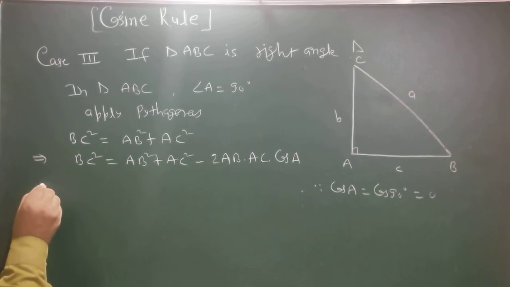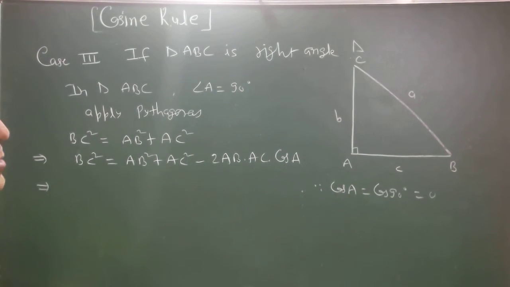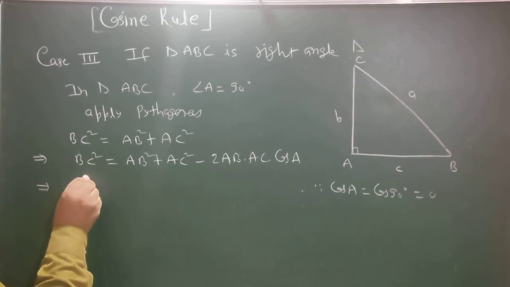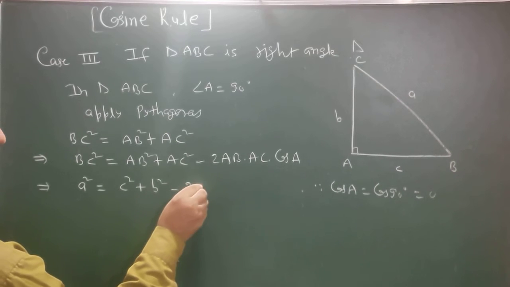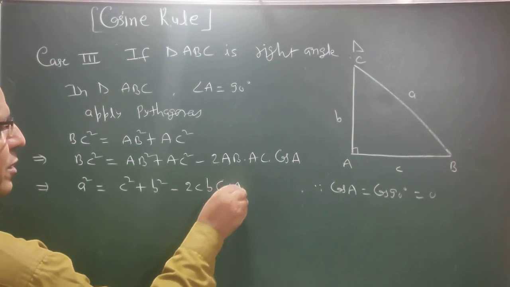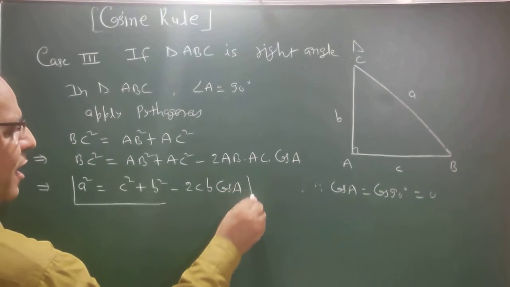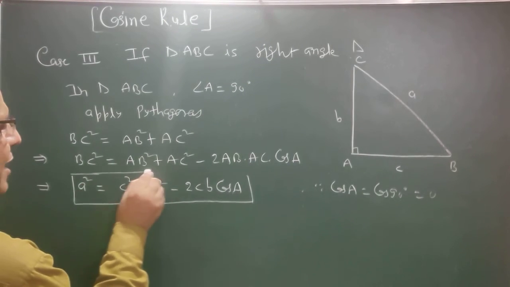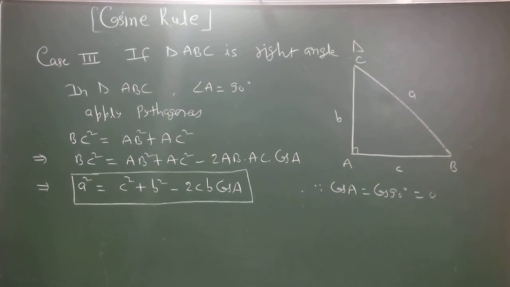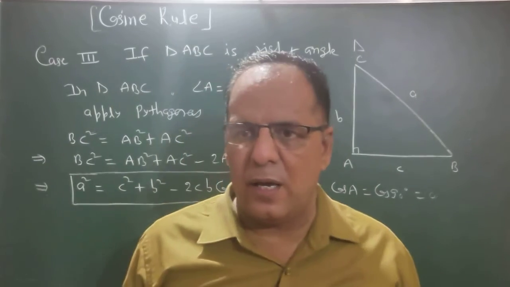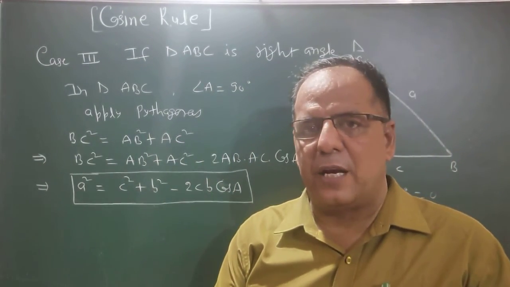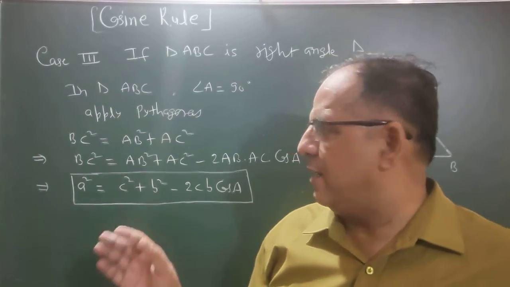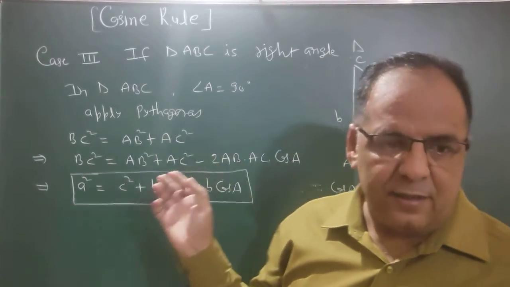So now in the next step, the sides can be replaced by small letters. So A square equal to C square plus B square minus 2CB cos A. So this is again a cosine formula in a right angle triangle. So we can establish the cosine formula in all types of triangles: obtuse angle triangle, acute angle triangle, and right angle triangle.